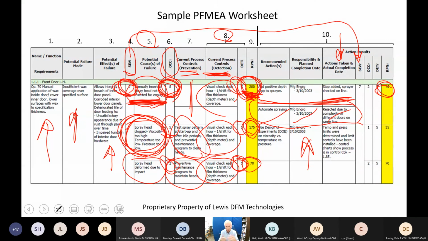So this, ladies and gentlemen, in a nutshell, is a practical application of what is involved in conducting a PFMEA study and how to capture it, how to record it, and how to utilize it in a computerized data sheet.